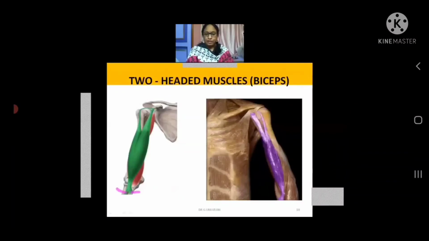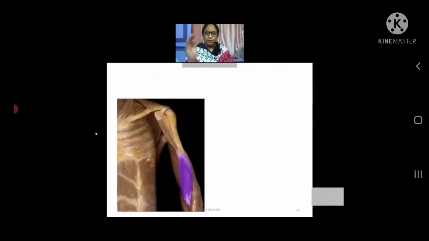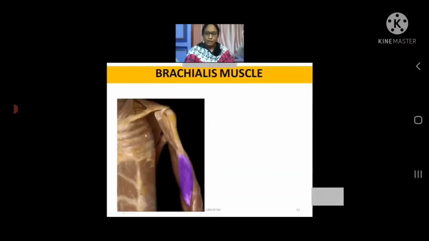So that insertion is by the aponeurosis and tendon, and it arises from the two heads, the long head and short head, arising from the supraglenoid tubercle and here the coracoid process. So this is the two-headed muscle known as the biceps. And one more muscle, once we remove that biceps muscle, is known as the brachialis muscle.